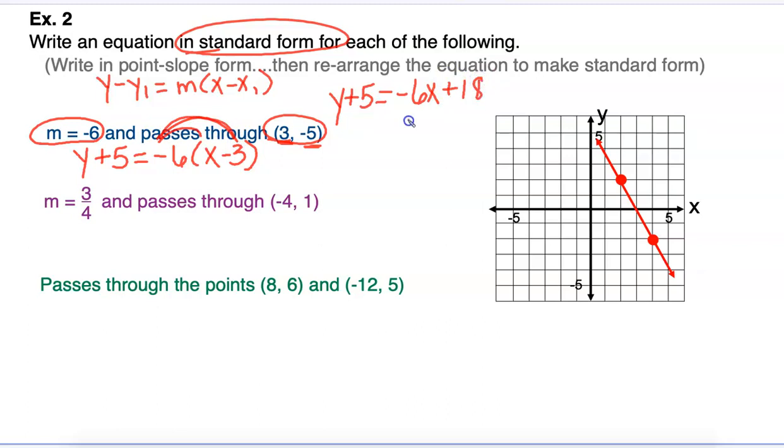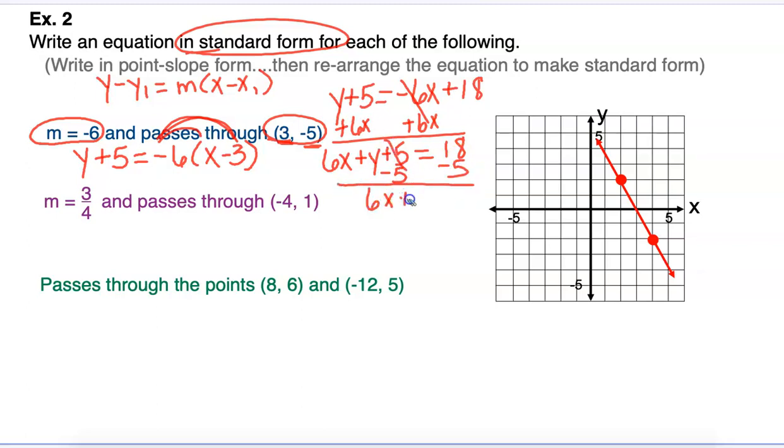So I'm going to start moving my x value by adding it to both sides. So I now have 6x plus y plus 5 equals 18. So I'm pretty close to standard format. I just need to get rid of this 5. So we have 6x plus y is 13. So that's our equation now in standard form.